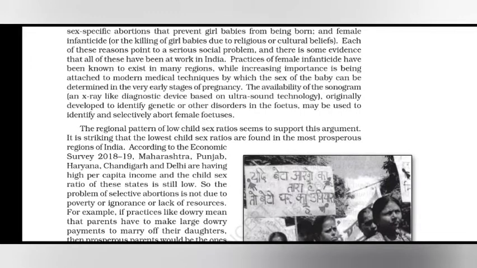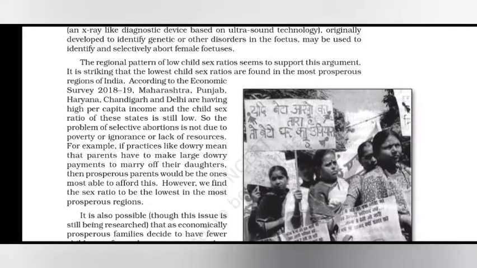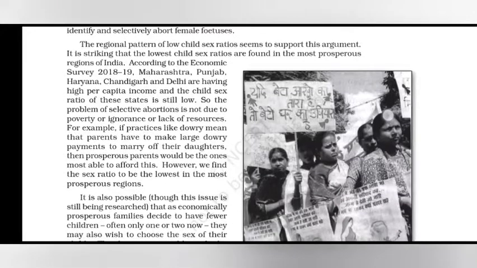Practices of female infanticide have been known to exist in many regions, while increasing importance is being attached to modern medical techniques by which the sex of a baby can be determined in very early stages of pregnancy. The sonogram, originally developed to identify genetic or other disorders in the fetus, may be used to identify and selectively abort female fetuses. The regional pattern of low child sex ratios seems to support this argument. It is striking that the lowest child sex ratios are found in the most prosperous regions of India.